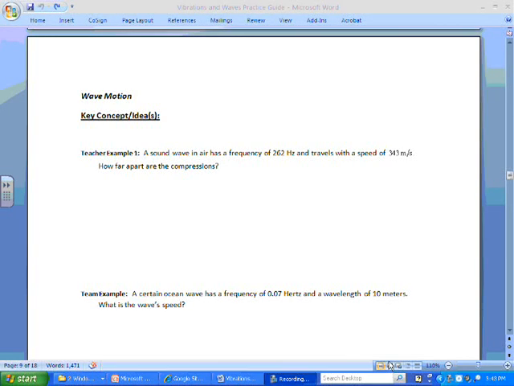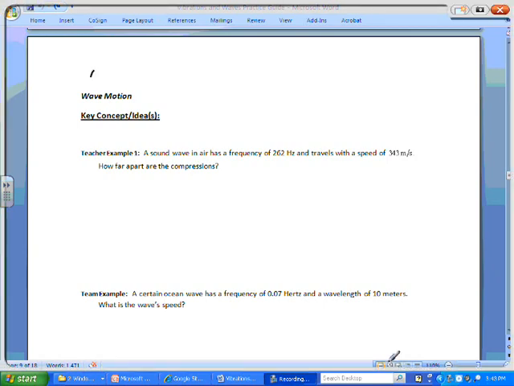Okay, this lesson is about wave motion and the wave equation. So let's start by looking at a wave. Now a wave is going to travel, and we're going to just draw an arrow here. It's going to travel in the right direction. And we measure a wavelength by the distance between two identical parts. So that's going to be one wavelength.